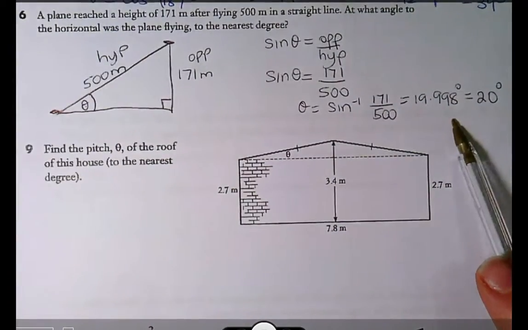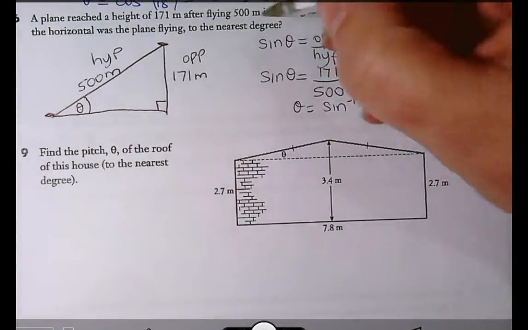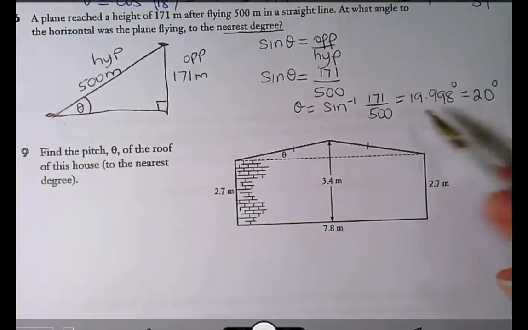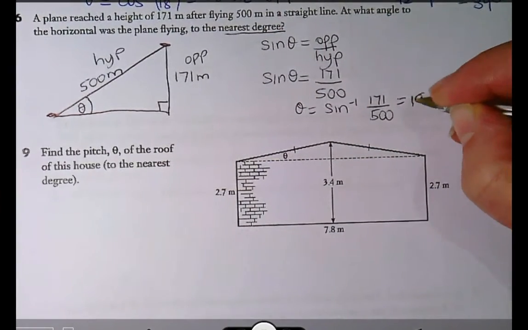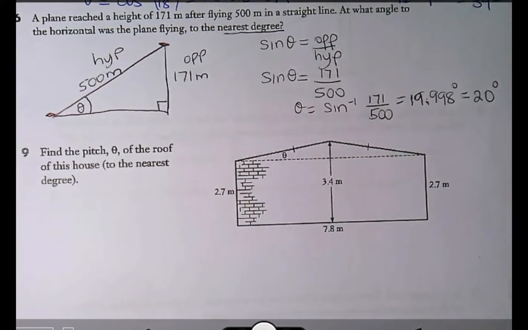So you can see that it's actually easier, if you're rounding to the nearest degree, to just keep it as a decimal, because you're really just rounding it to the nearest whole number. So 19.998 degrees rounds to 20 degrees.